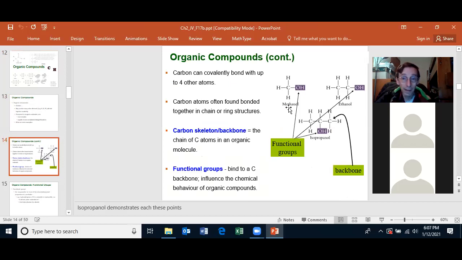Methanol, on the other hand, is a liquid, I think, and it can dissolve in water, and why it's different is because of this functional group. The OH group gives this molecule properties which differ from the molecule without that functional group. Any question about that?